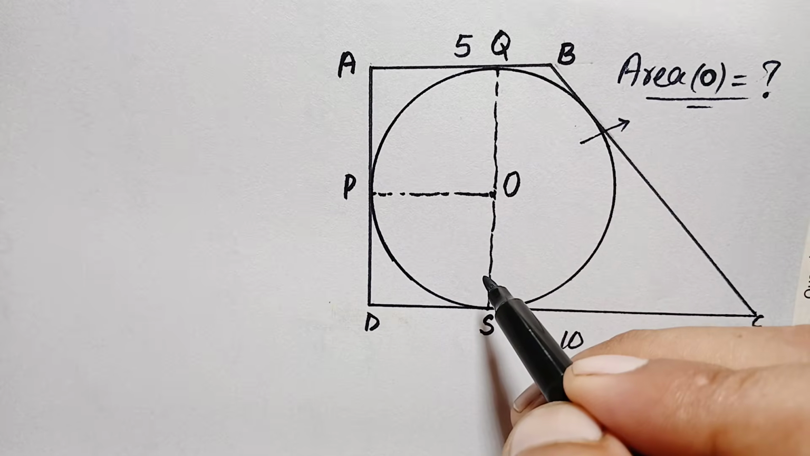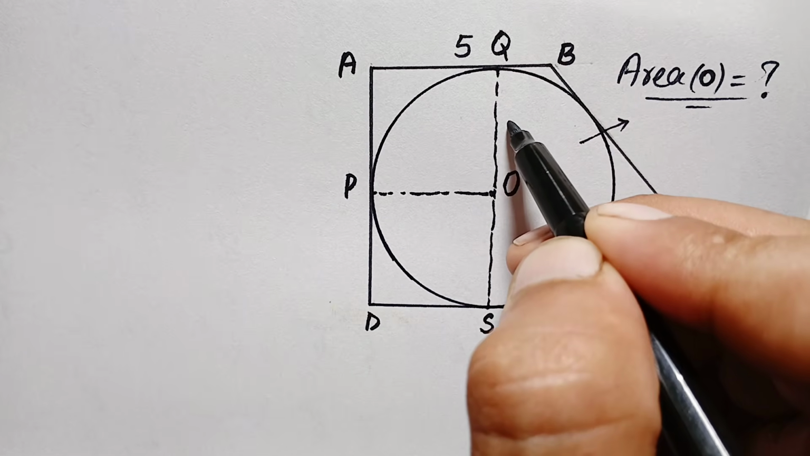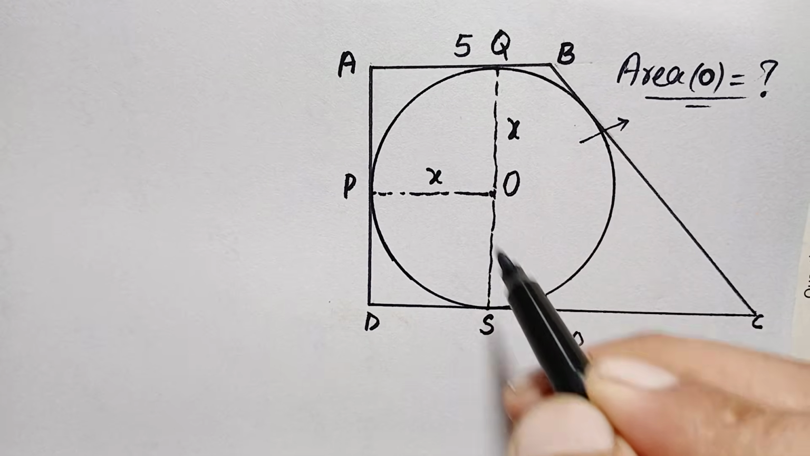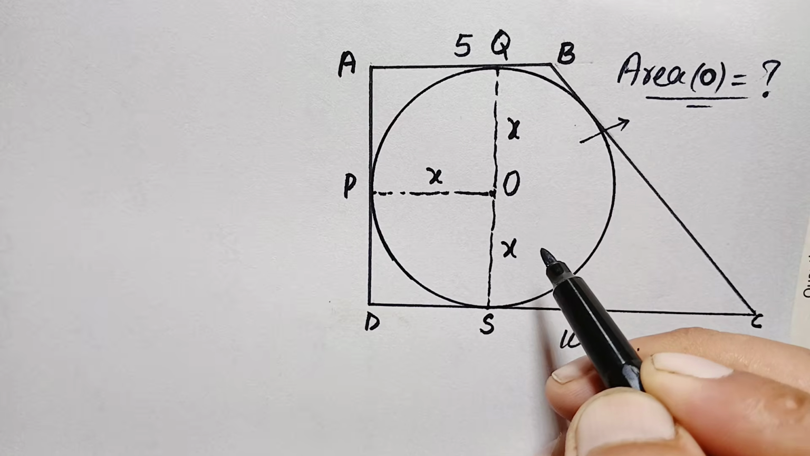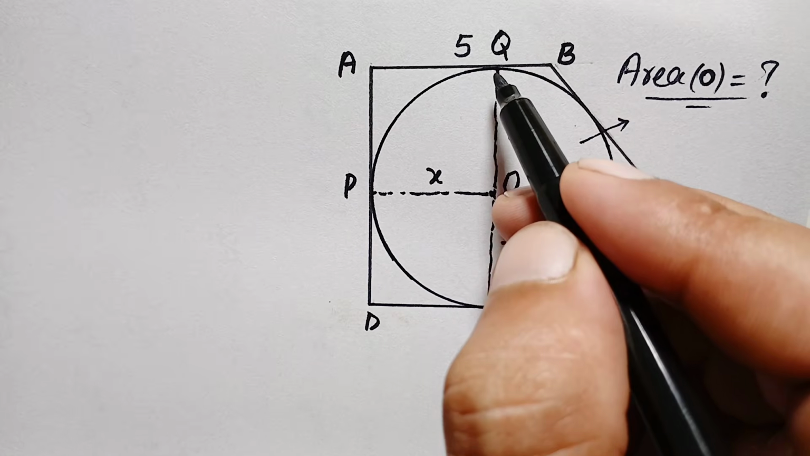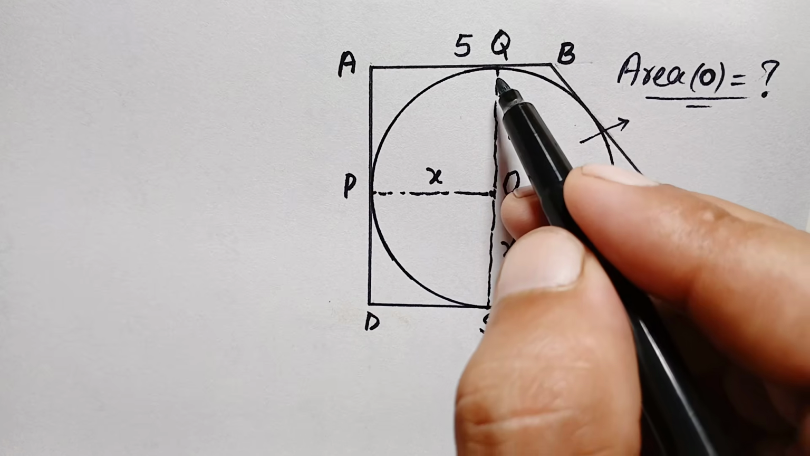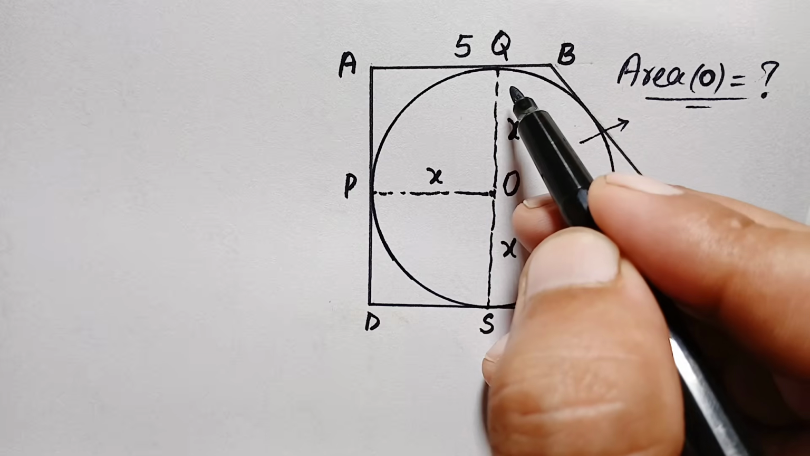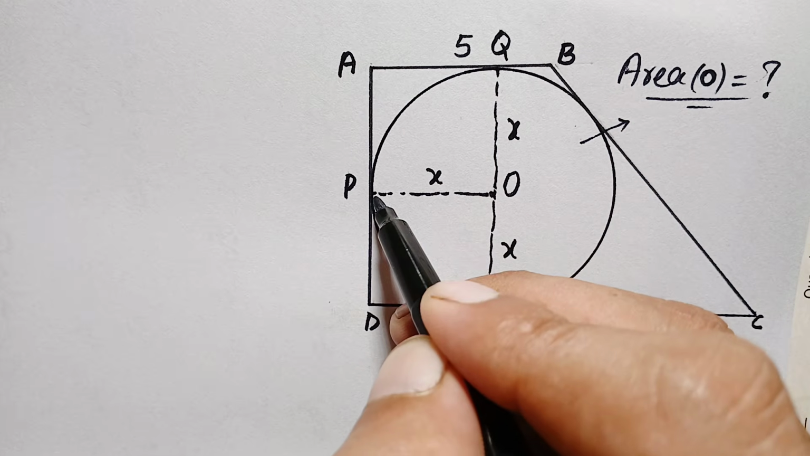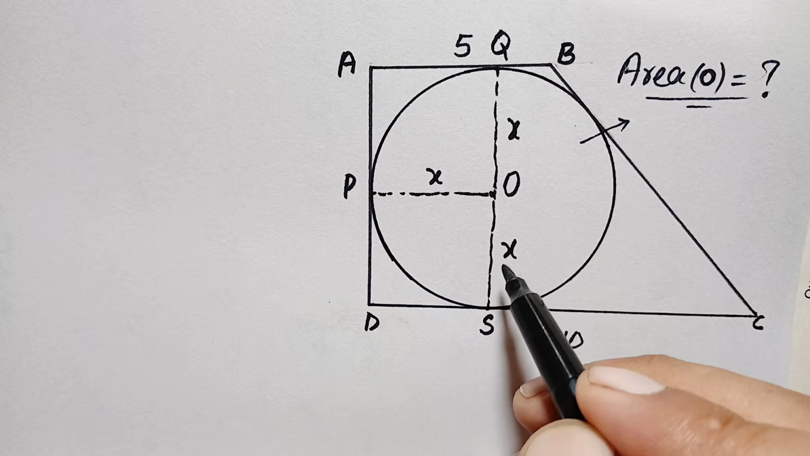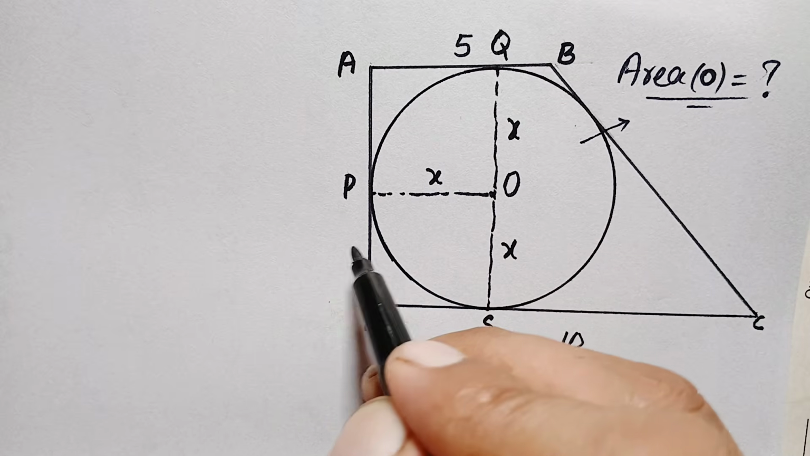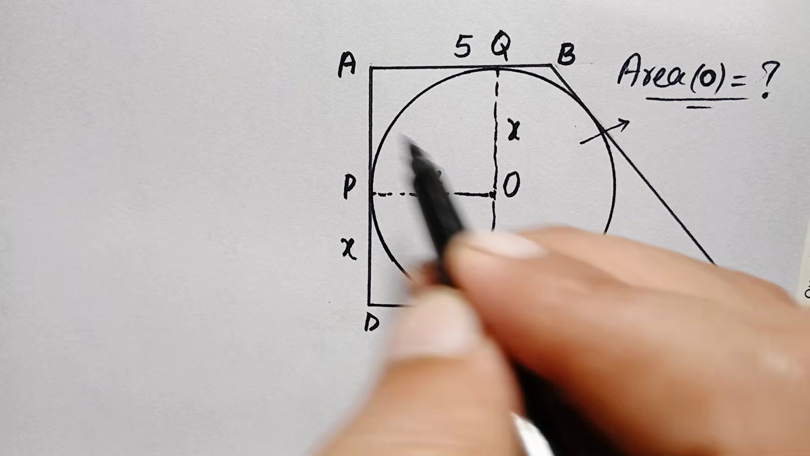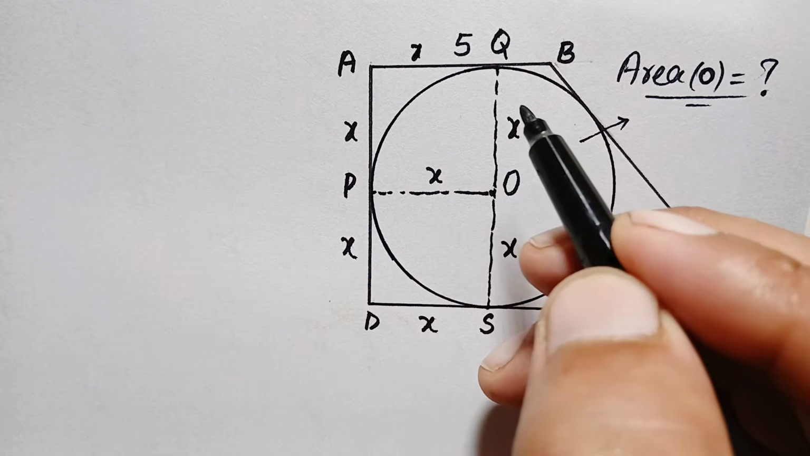Now this is the radius of this circle. Let us suppose this radius is equal to x. Now this OQ is a radius, so OP is also a radius, so this will also be x. As we know, at the point of tangency, the tangent line is always perpendicular to the radius of the circle. So there will be a right angle at both sides of point Q, and there will be also a right angle here. Now this side is x and this side is also x, so their opposite sides will also be x.